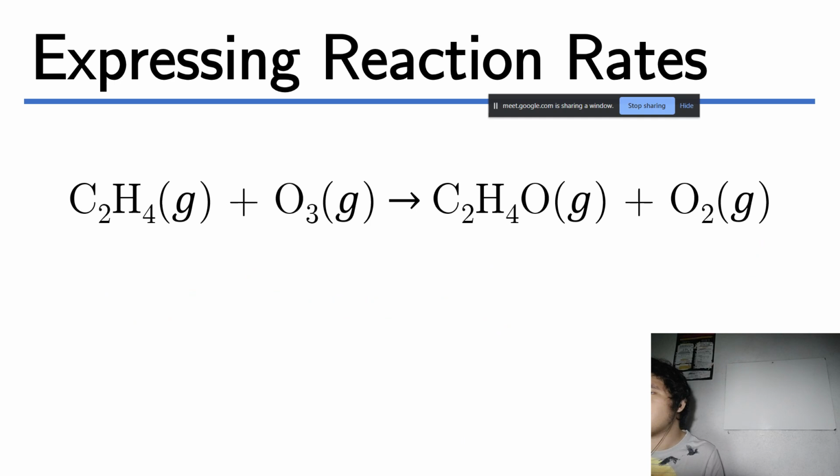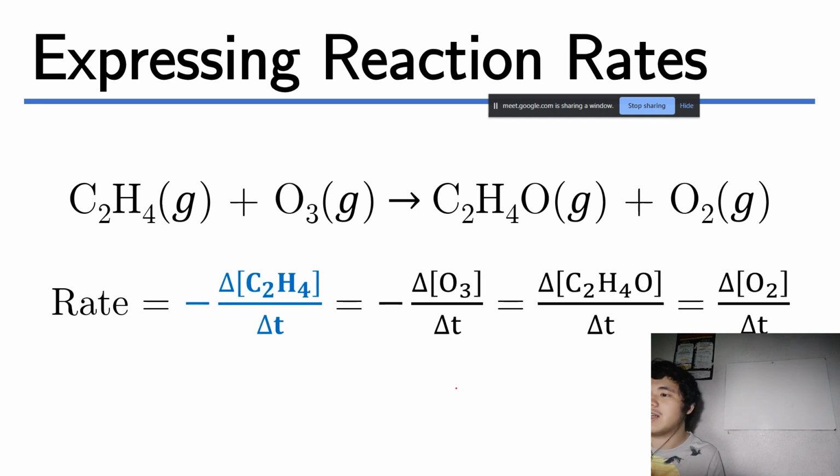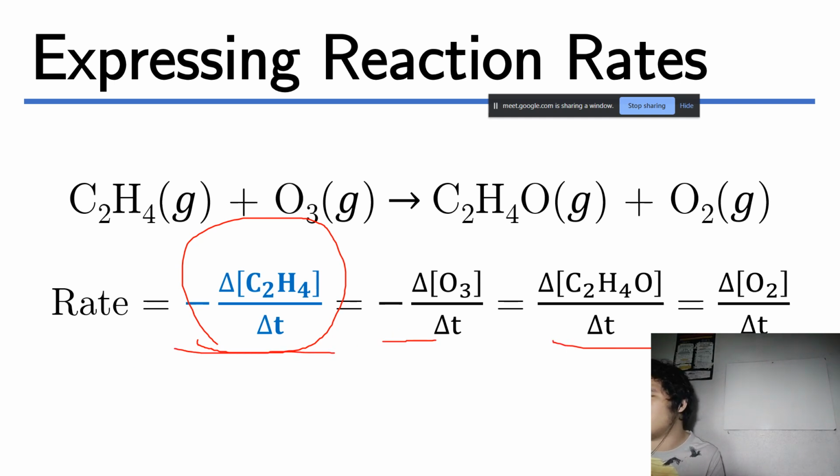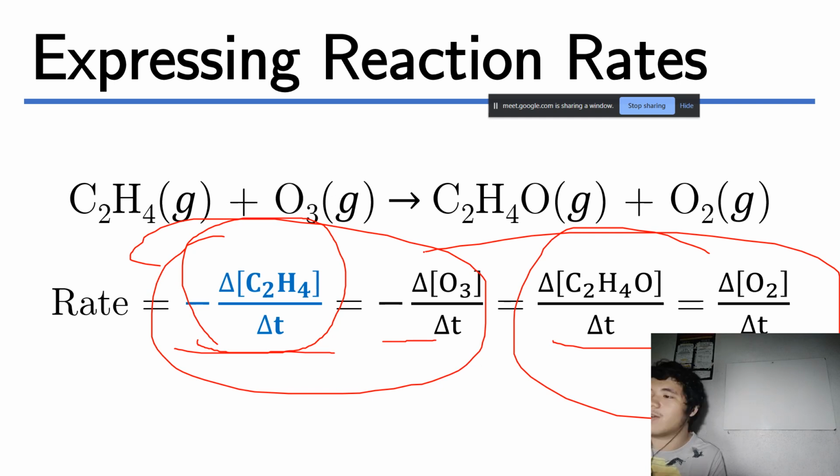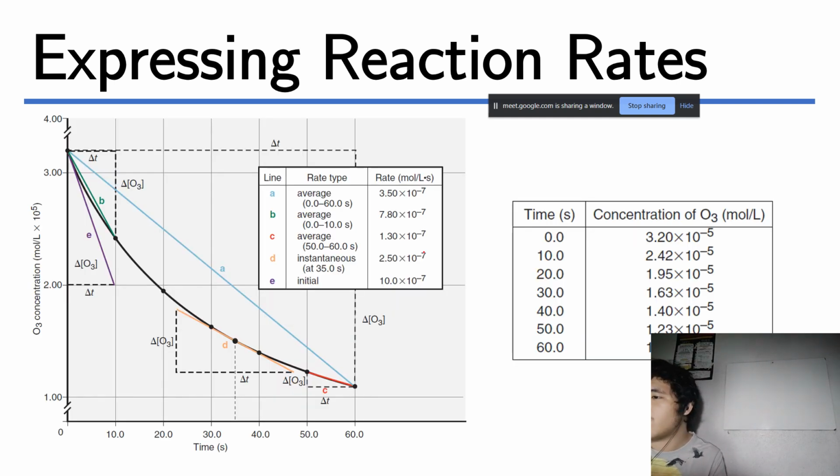Ito. Paano naman pag ganyan na? The rate of this reaction can be expressed in this. Kaya ako ito highlight kasi I'm expressing the rate in the perspective ng C2H4 gas. The rate of this reaction in respect to C2H4 gas is this, or which is equal to this also, this also, this also. Okay? Ito yung mga reactant, ito yung mga product. Pare-pareho lang yan.